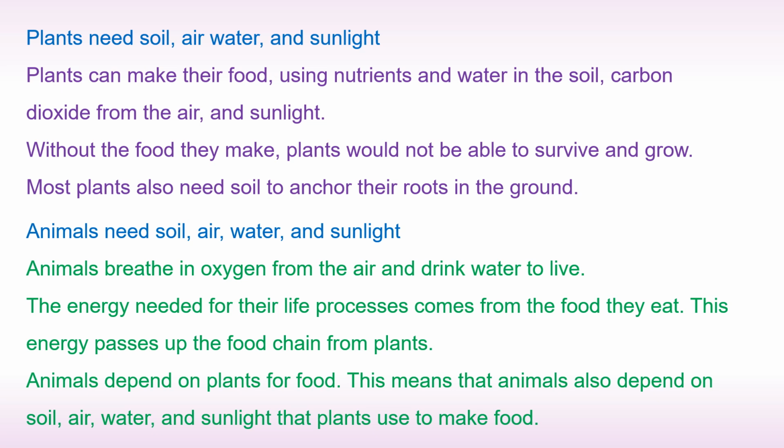Without the food they make, plants will not be able to survive and grow. Also, plants anchor the soil through their roots in the ground. So this prevents soil erosion. Animals also need soil, air, water, and sunlight because animals take in oxygen from the air, they drink water to live, and the energy that they need for their life processes comes from the food that they eat.